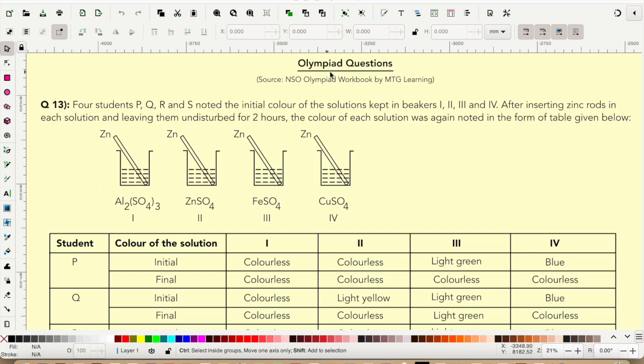Now let us see a few Olympiad questions. I have taken these questions from the NSO Olympiad workbook by MTG Learning. Question number 13. Four students P, Q, R and S noted the initial color of the solutions kept in beakers 1, 2, 3 and 4. After inserting zinc rods in each solution and leaving them undisturbed for 2 hours, the color of each solution was again noted in the form of the table given below.